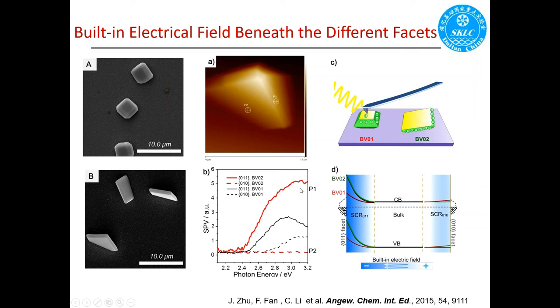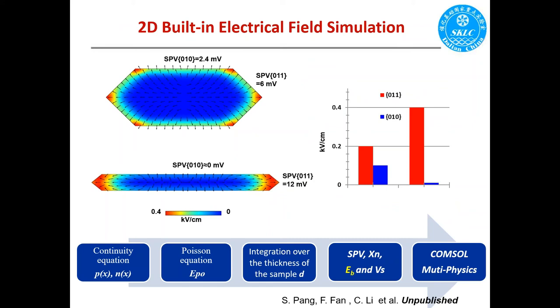After 2 or 3 years of understanding, we can use two-dimensional simulations of the built-in electrical field, and here is the result. For bare crystals, they have two opposite built-in electrical fields on the surface, which are not connected with each other. If you make thinner particles, the two opposite built-in electrical fields on the upper and bottom facet will cancel each other, and this will give you almost zero SPV signals.